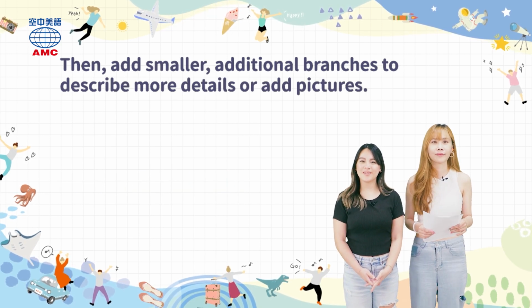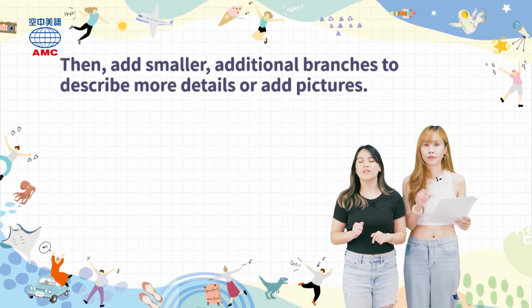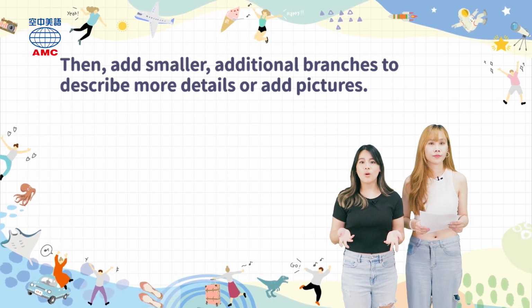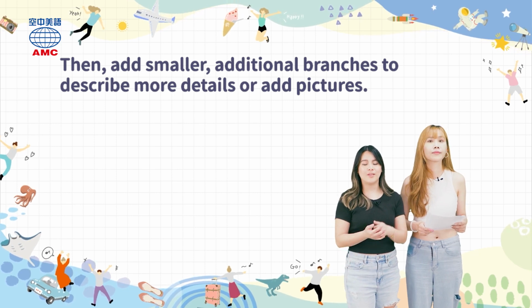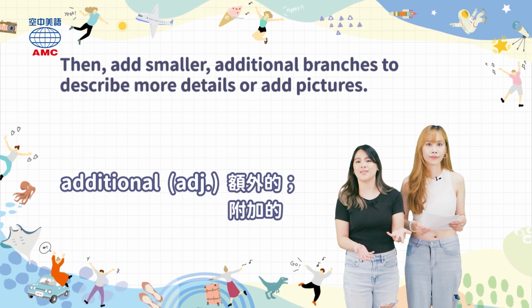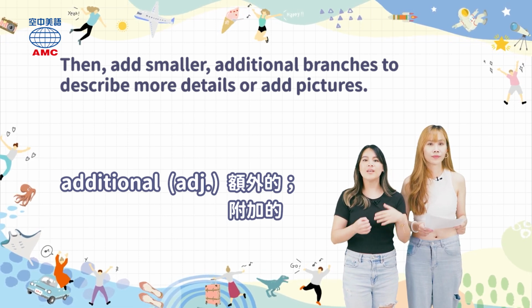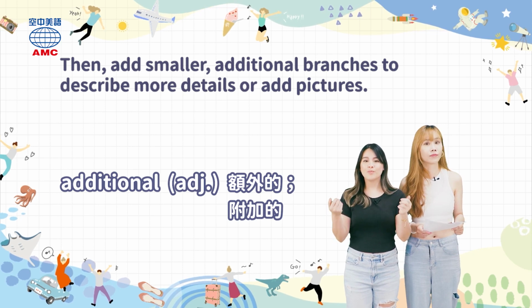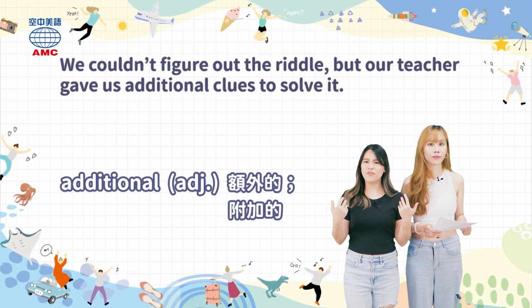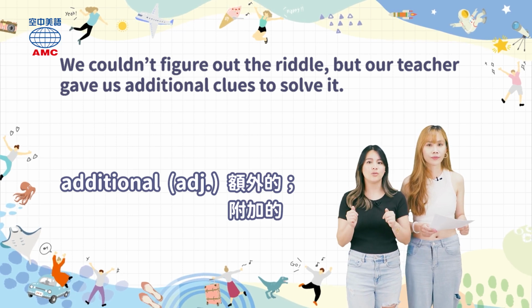Okay, next in the article it says, then add smaller additional branches to describe more details or add more pictures. Okay, so additional here is an adjective and it just means, I think it's quite easy to guess this word. You see the word add, right? So it just means something that you add on to something else. For example, we can say we couldn't figure out the riddle, but our teacher gave us additional clues to solve it.